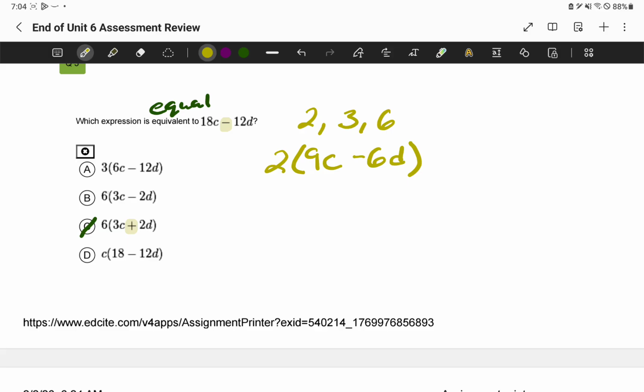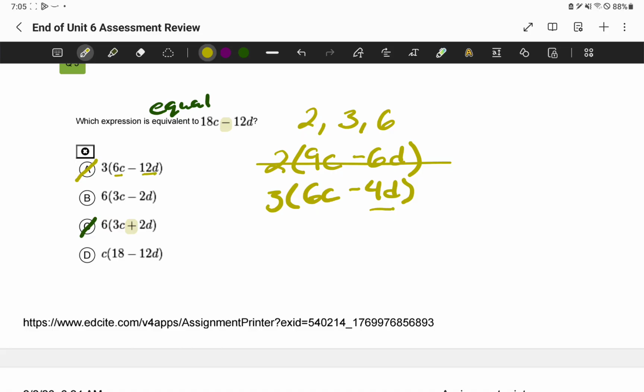Well, there's no 2 on the outside. So, not it. If I put a 3 on the outside, 18 divided by 3 is 6. 12 divided by 3 is 4. Well, there's a 3 on the outside. 6C, but it should say 4D, and it says 12D. So, not A.